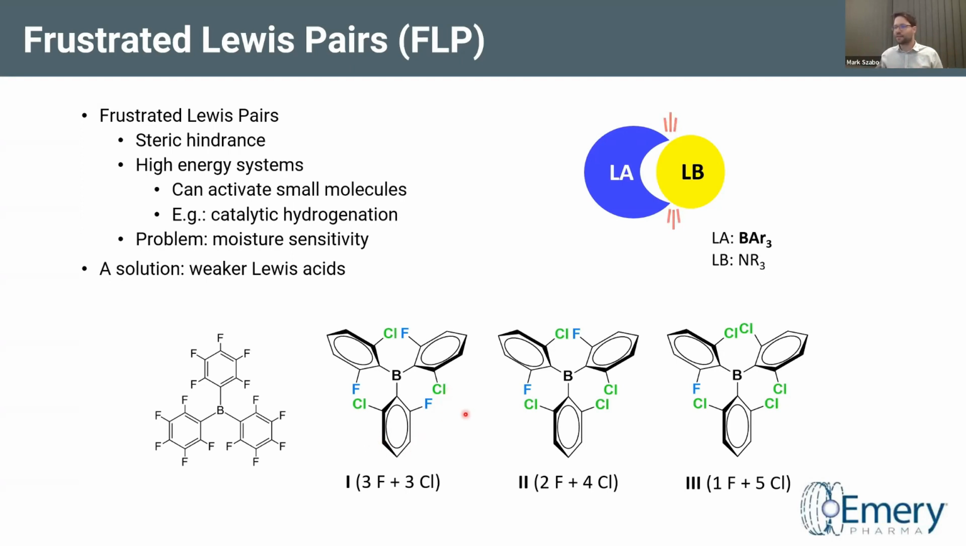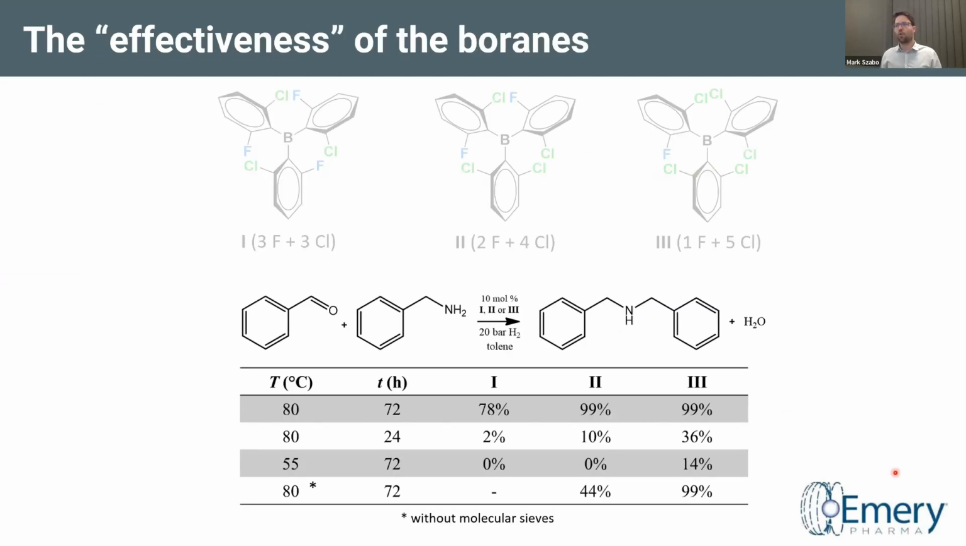And how we reached this is that we decreased the number of halogen atoms on the rings. You can see that we synthesized 3 boranes, and in the first case there are 3 fluorines and 3 chlorine atoms in the system, all of them in the ortho positions. And then there is a ring which has 2 chlorines, so there are only 2 fluorine atoms in this borane. And in the last one, there is only 1 fluorine atom and 2 rings containing 2 chlorines in the ortho position.